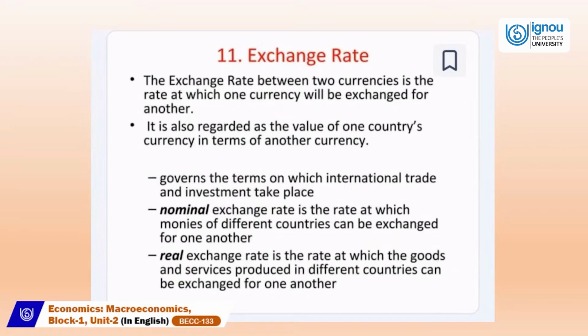For example, when we talk about education, where students pay their tuition fees in another currency, the nominal exchange rate would apply. Whatever the exchange rate of that particular currency is will be used. So this is the overview of the exchange rate.